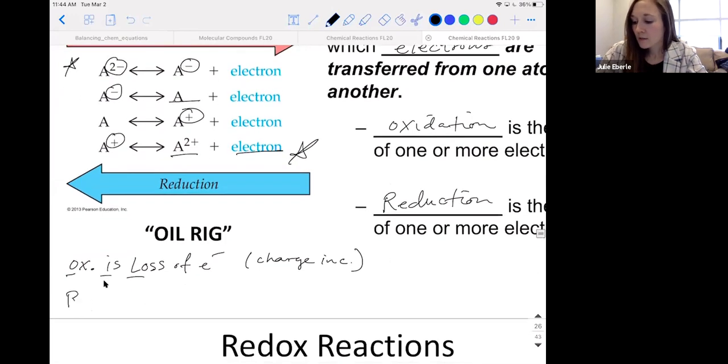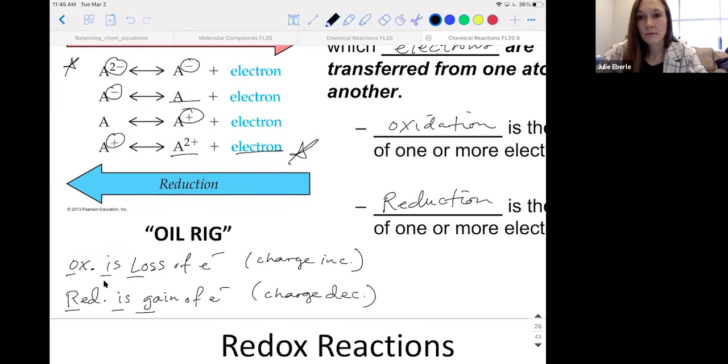Okay, reduction is the gain of electrons, so RIG. And when that happens, when you gain an electron, your charge decreases, all right? So maybe that will help you keep it straight.